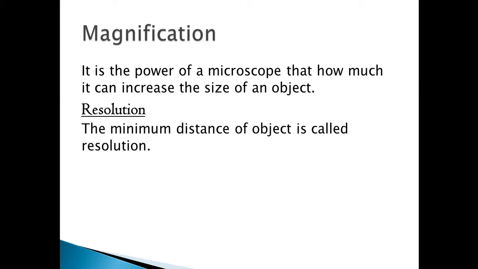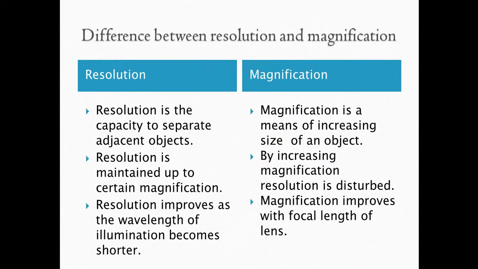Magnification is the power of a microscope, that is how much it can increase the size of an object. Next one is resolution. The minimum distance of objects is called resolution. So this is the difference between resolution and magnification. You can see what the differences are between both of them. Number 1, resolution, and number 2, magnification. Resolution is the capacity to separate adjacent objects. On the other side, magnification.